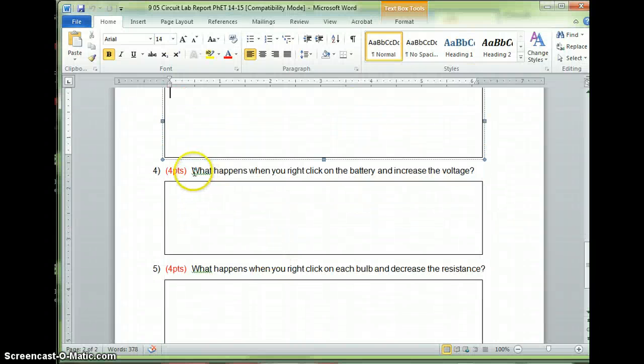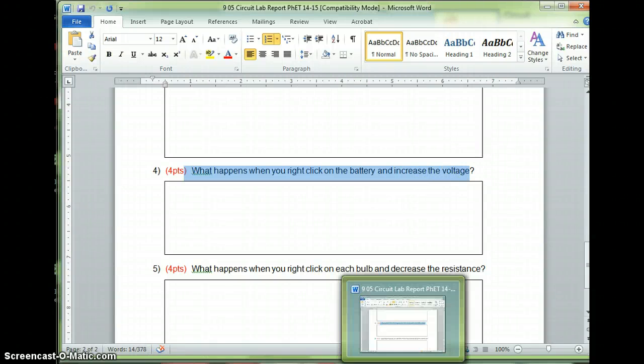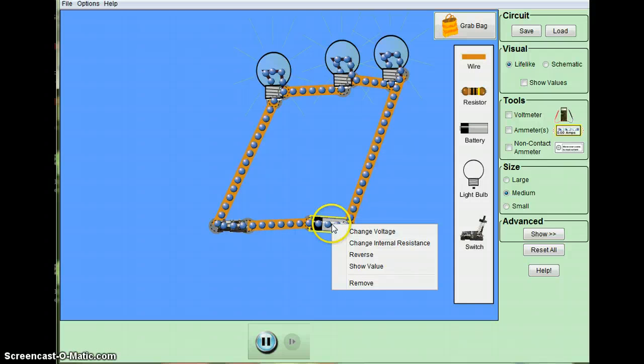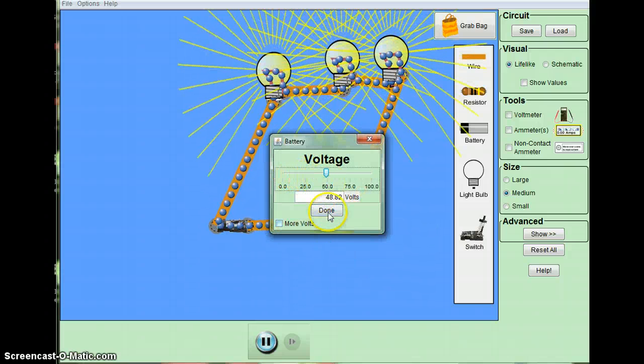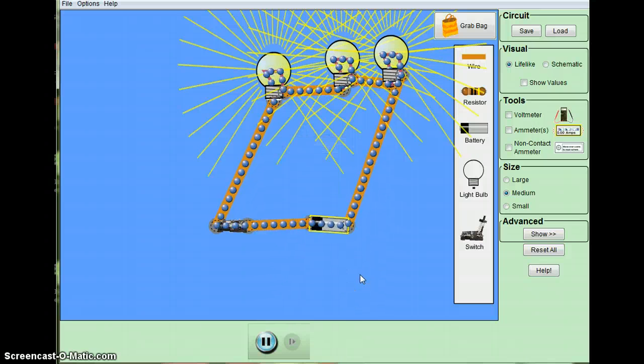And then the next question, it says, what happens when you right-click on the battery and increase the voltage? So I'm going to go ahead and do that. I'm going to right-click on the battery and increase the voltage. And then you could just answer that question to let me know what happened.